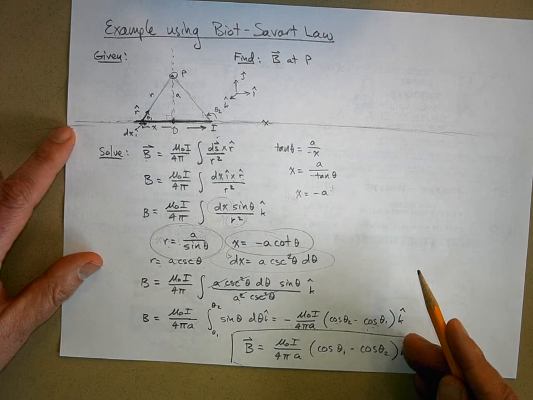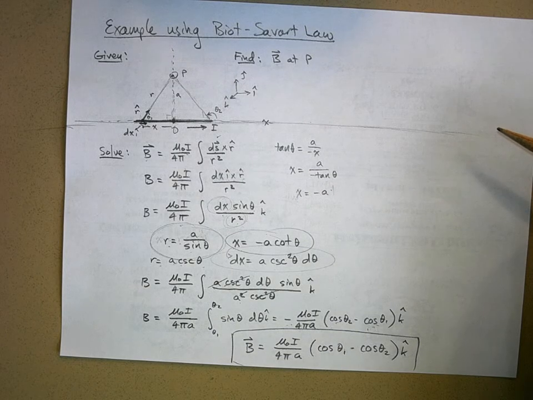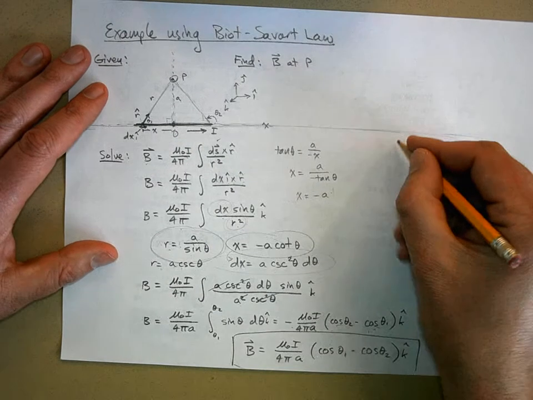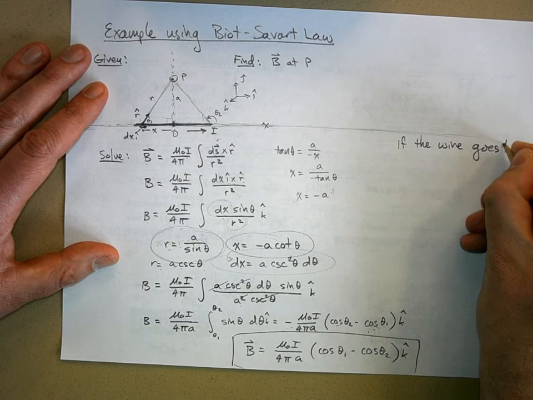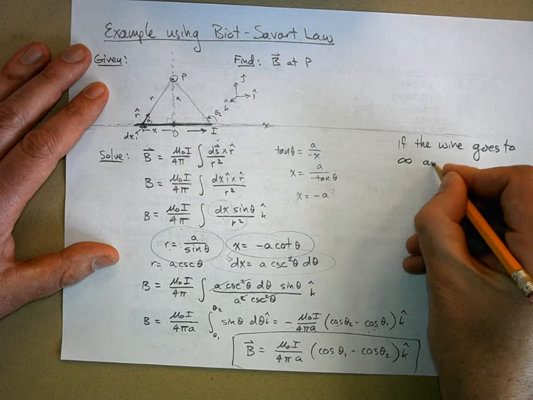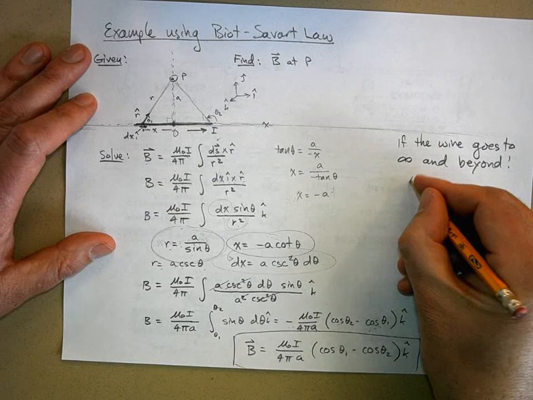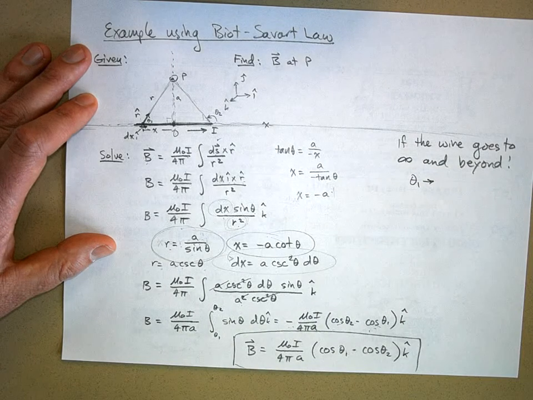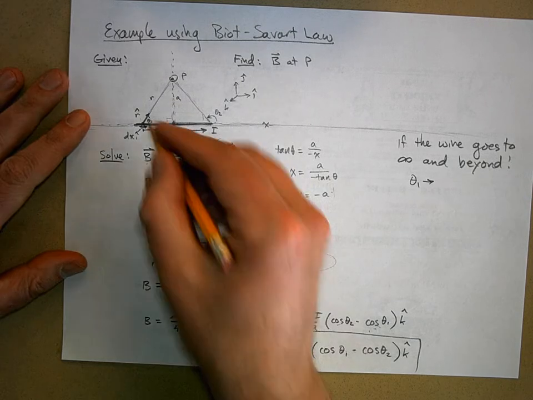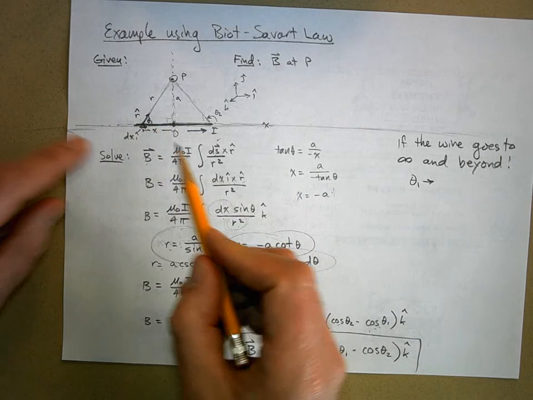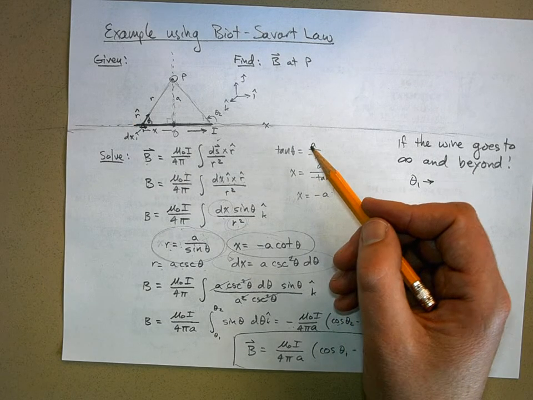Okay, now, if the wire is super, super long, if the wire goes to infinity and beyond, what happens to theta 1? What does theta 1 go to? Look at the picture and think. Here's theta 1 right here. If I say we're going to make this super long, what is theta 1 going to as I go infinitely far away? Think. What does it go to?